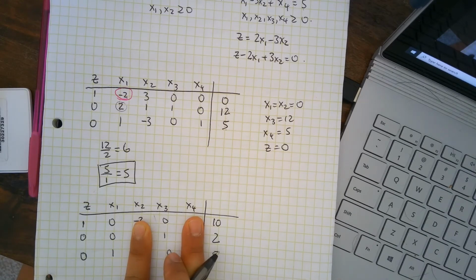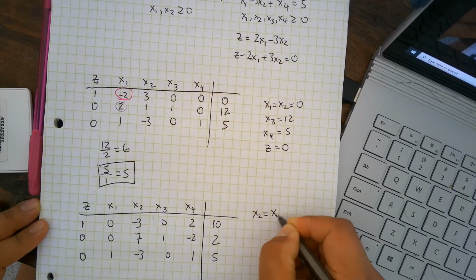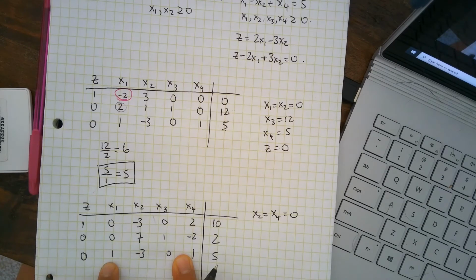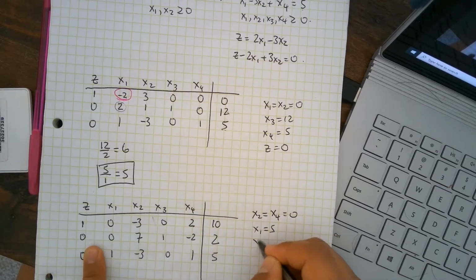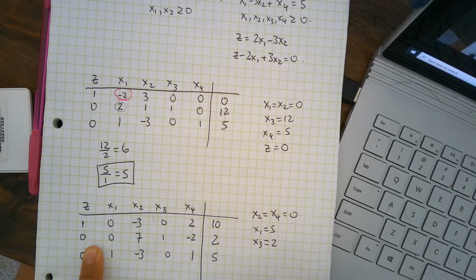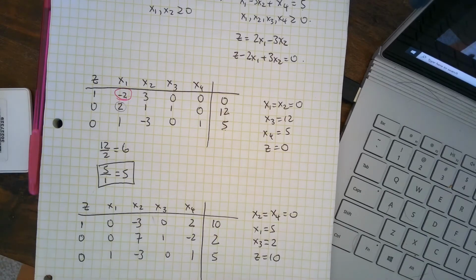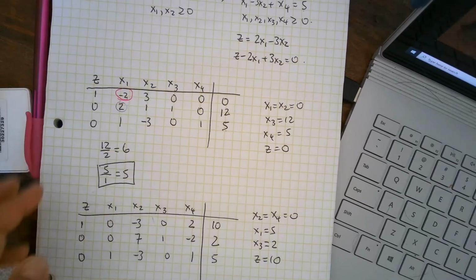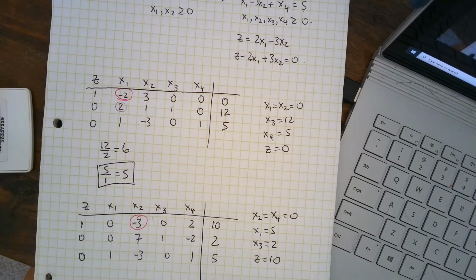And then we have this new corner, which is going to be better, corresponding to x2 equals x4 equals 0. And then if those are 0, then x1 must be 5, x3 must be 2, and then z is going to be 10. 10 is bigger than 0, so we've improved our maximum. Can we improve it any more? Yes, we can, because we still have a negative entry in that first row.